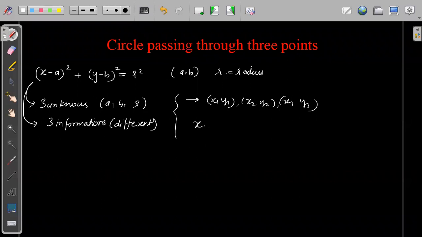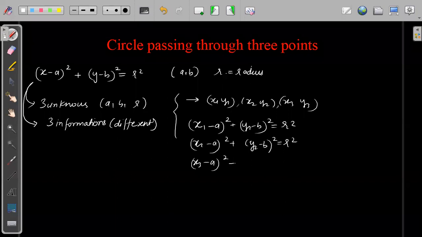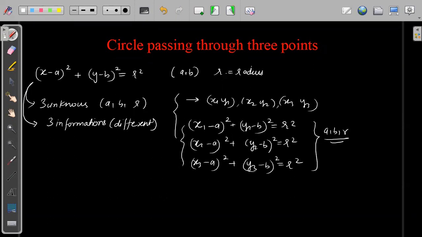We can write three different equations: x1 minus a whole square plus y1 minus b whole square is equal to r square; x2 minus a whole square plus y2 minus b whole square is equal to r square; and x3 minus a whole square plus y3 minus b whole square is equal to r square. These are three different equations in terms of a, b, and r. We can solve them simultaneously and find the values of a, b, and r, and then we have the equation of the circle.